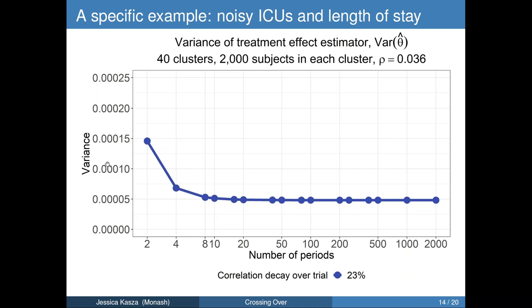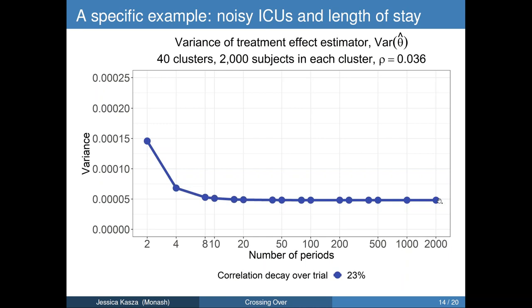So we can see here that for this particular setting, where we've got a base correlation of 0.036 and a decay of 23% in the correlation over the entire trial, when we drop from two periods to four periods, we get quite a large decrease in this variance. So our design becomes a lot more powerful if we even go from a two period crossover design to a four period crossover design. Going to eight periods again gives us an increase in power. We get another increase in efficiency if we move to a 10 period design.